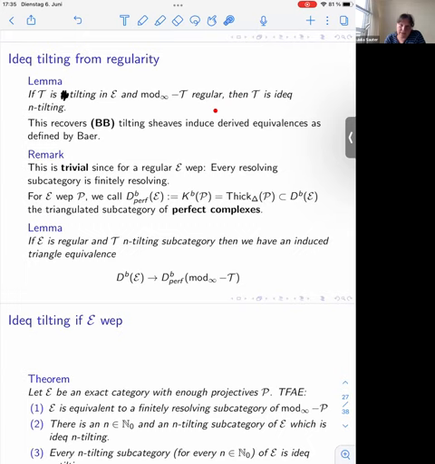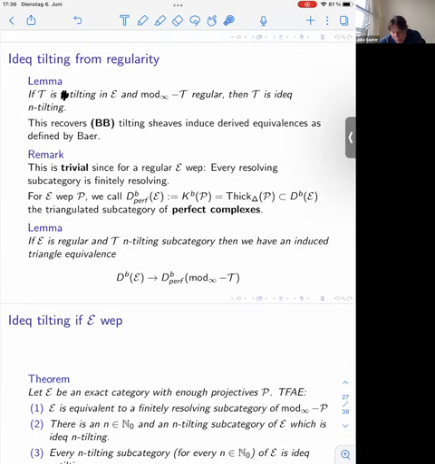But this is trivial since for regular E, every resolving subcategory is finitely resolving. I mean, if you have enough projectives, every resolving is finitely resolving. Yeah, done. Then there are some other versions. If you really know only that E is regular and not mod infinity T, then you still get a triangle equivalence from D^b(E) to the perfect complexes in mod infinity T.